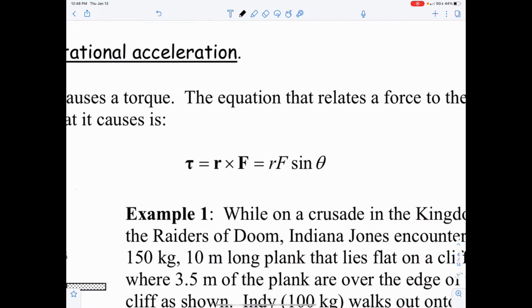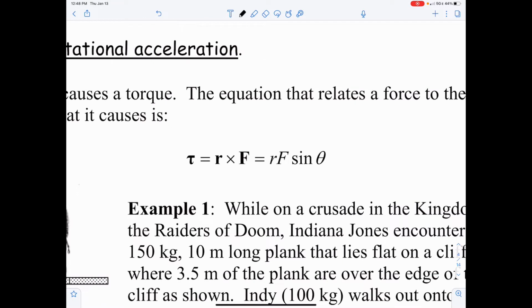Now, I'm going to write this equation just a little bit differently. We can work with this, but we can also write it like this. R represents the distance. It's not the radius per se, it's the lever distance.